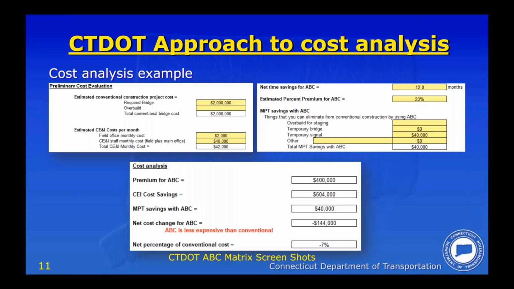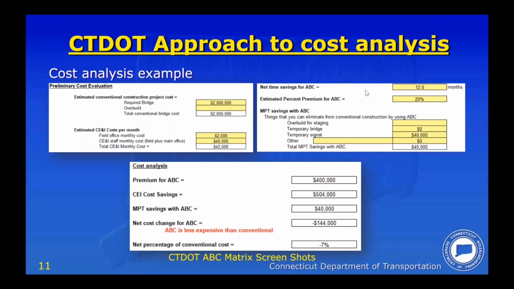So our approach to cost analysis here, there's one sheet in our decision matrix that is strictly on costs. The preliminary cost evaluation is done for ABC and conventional. In this case, this is a hypothetical bridge project with a cost of $2 million. There is no overbuild required for the conventional option here. For the estimated construction inspection though, it is $2,000 in this case for the monthly office cost, and then $40,000 a month for two engineers that would be associated with the project, for a net of $42,000.